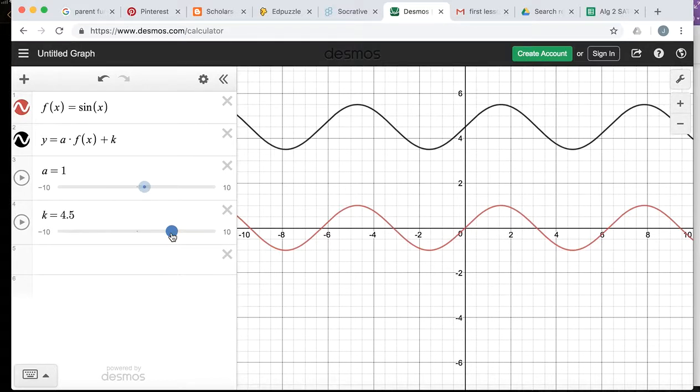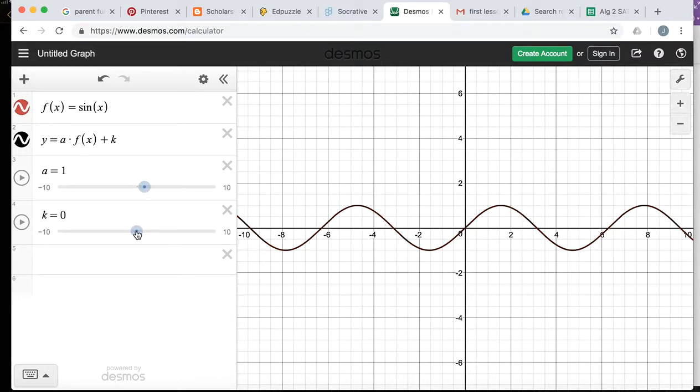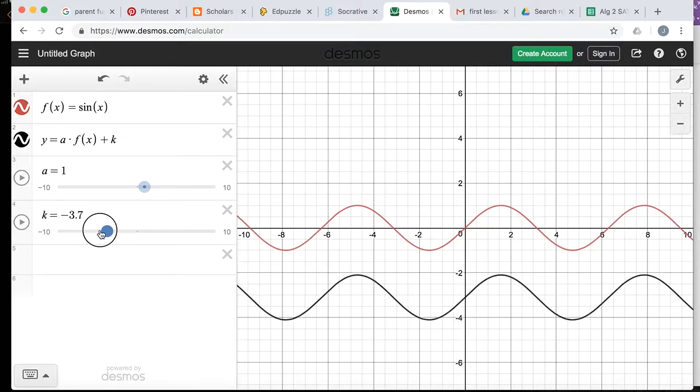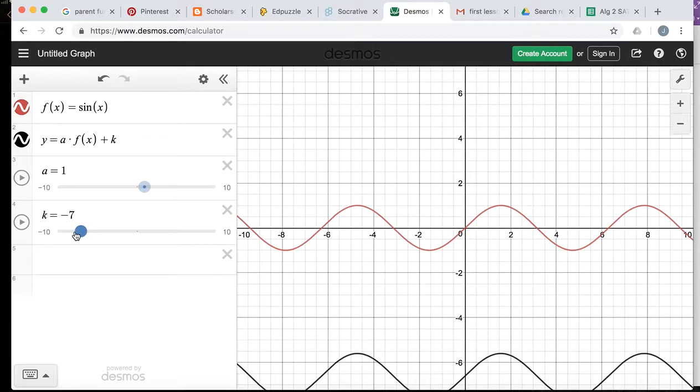Now let's decrease the constant k from its default value. So let's put it back at its default value, which was 0. And now let's decrease it, make it negative. It looks like it shifts the graph or slides the graph down. Sliding or shifting.